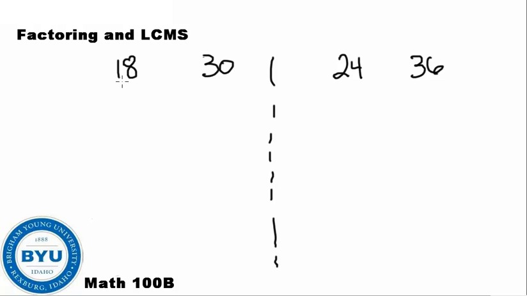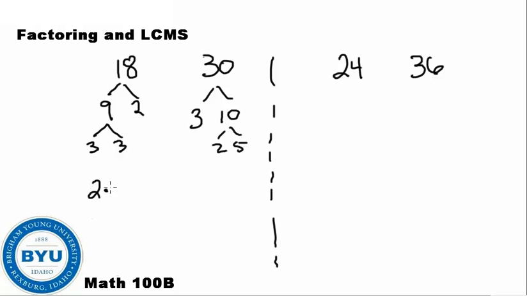Okay, so let's see how you did. This is 9 and 2. This is 3 and 3. 30 is 3 and 10. And 2 and 5. So the prime factorizations here are 2 times 3 squared. And this one is just 2 times 3 times 5.